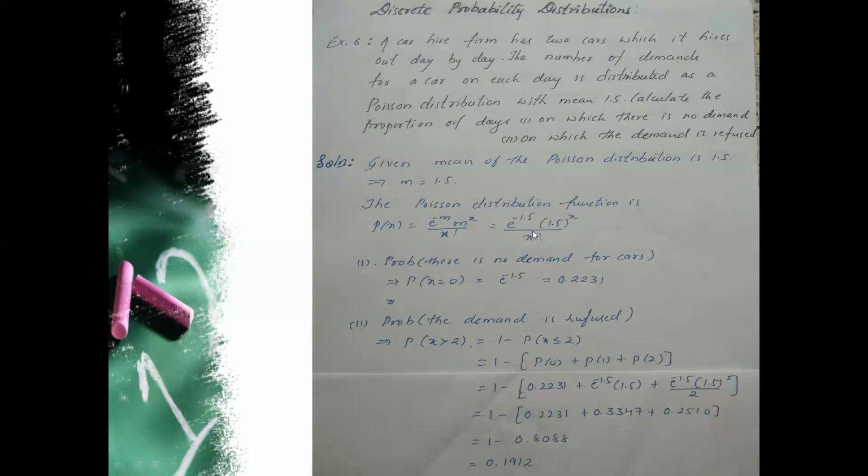P of 1, put x equal to 1 in this, e raised to minus 1.5 into 1.5, 1 factorial is 1. Now next put x as 2 in this probability function, e power minus 1.5, 1.5 whole square divided by 2 factorial, that is 2. Simplify this, then subtract the answer from 1. We get the value as 0.1912. Thus, the probability that the demand is refused is 0.1912.